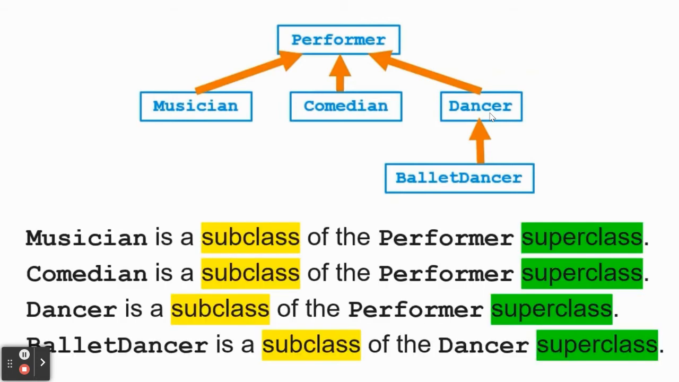Let's see what else it says. Yeah, here we go. Everything I just said. Musician is a subclass of the performer superclass.